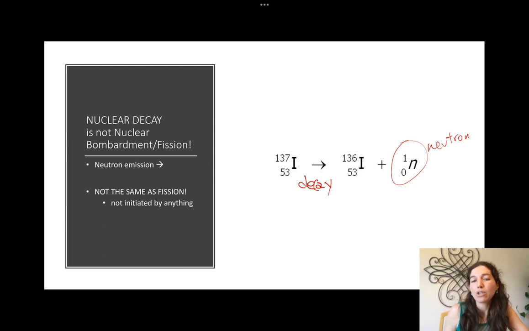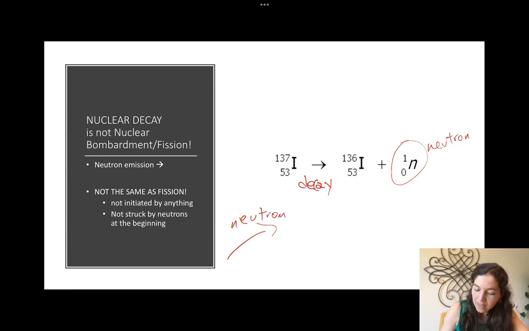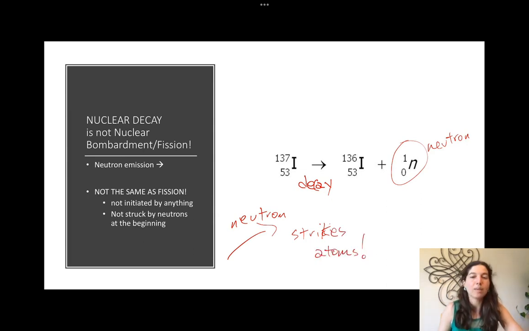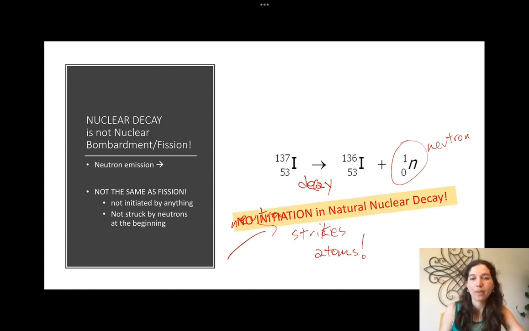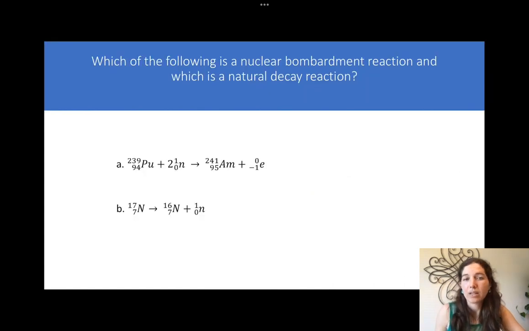So nuclear fission has to have an incoming neutron. It's got to have a neutron come in and strike the atom. Okay, so there's an action happening. It doesn't just naturally hang out and then emit neutrons. That's nuclear decay.